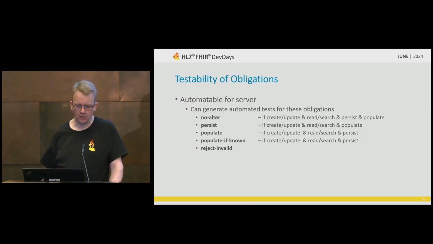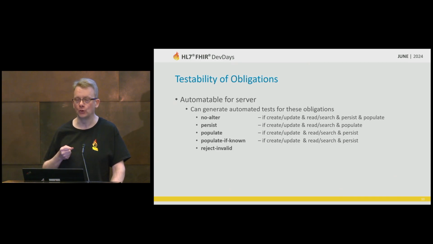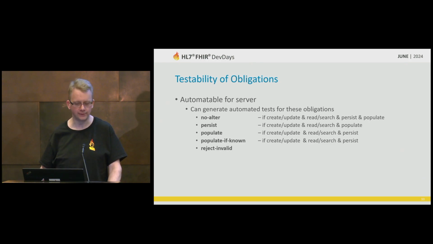So let's talk about obligations and what it means for them to be testable. There are certain types of obligations that are quite amenable to automated testing. So if you say you shall not alter, and the system supports either create or update, and supports either read or search, and has an expectation that it will persist the data, meaning when you send something to it, it'll hold on to it, and you can hope to get it back later. And populate, which means that not only will it hold on to the data, it will actually give it back to you, because it's possible to do one without doing the other.